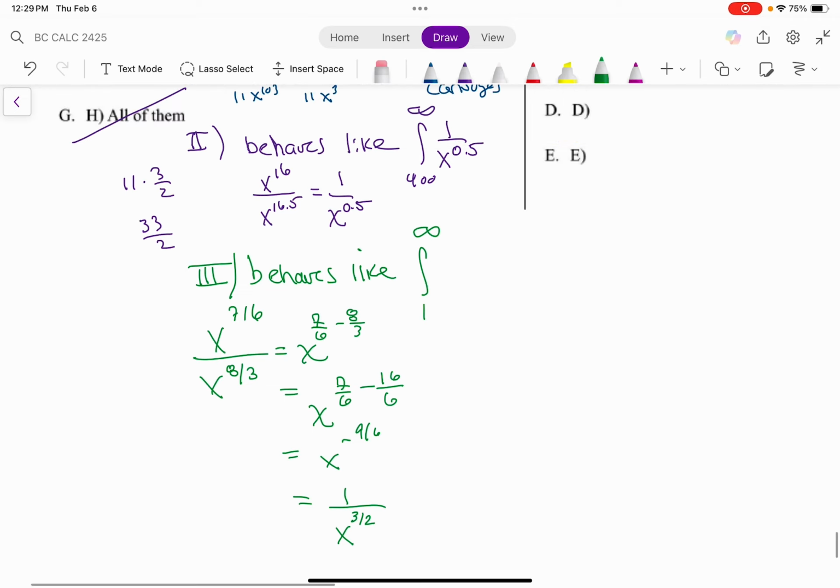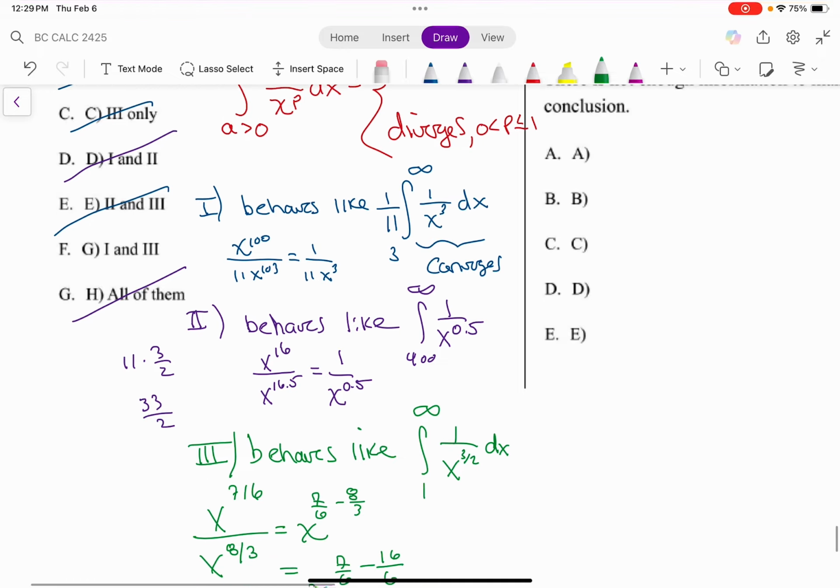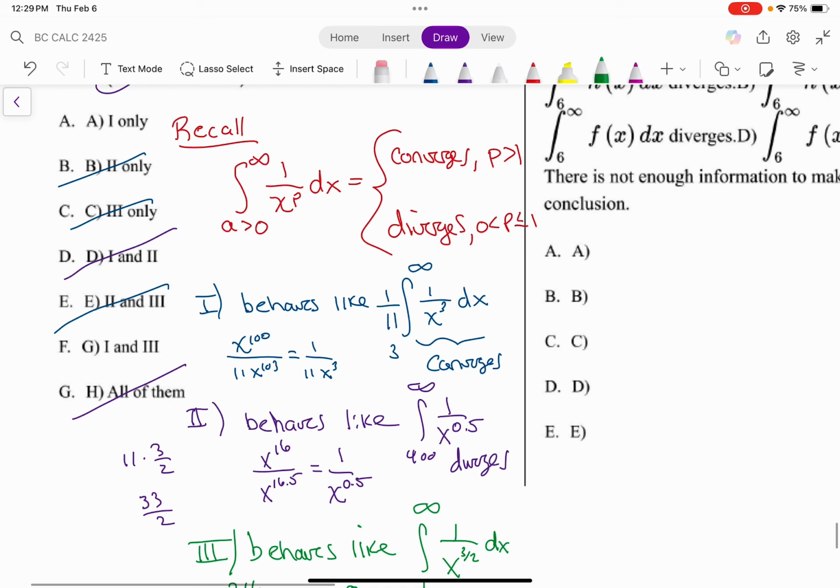So now it's going to behave like that. Okay, and then according to the above, that's bigger than 1, so it's going to converge. I should write diverge here, right? Diverges. This is going to converge. Okay, so 3 is going to converge. So that gives us F.